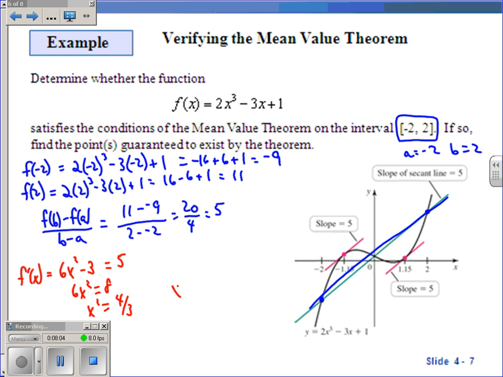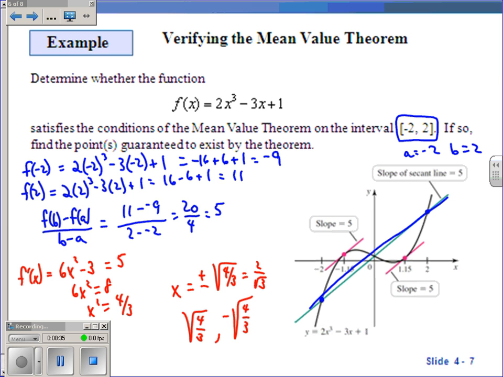That means x is equal to either plus or minus the square root of 4/3, which is just 2 over the square root of 3, or 2 times the square root of 3 over 3 if you want to rationalize it. So that gives me 2 numbers, the square root of 4/3 and negative the square root of 4/3. Both of those are in between negative 2 and 2.